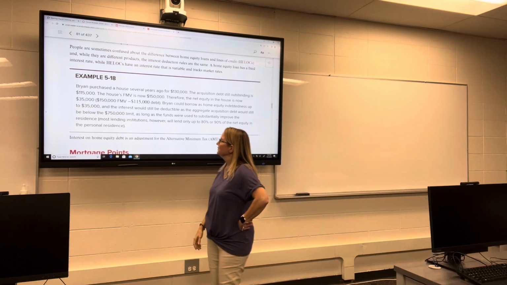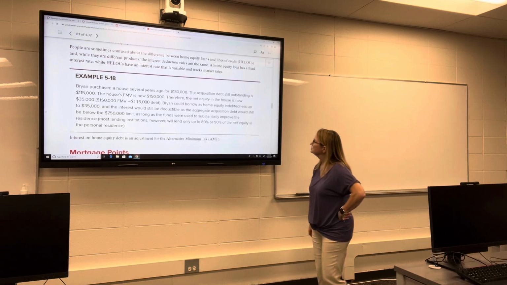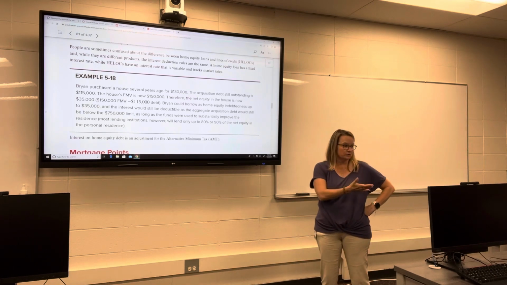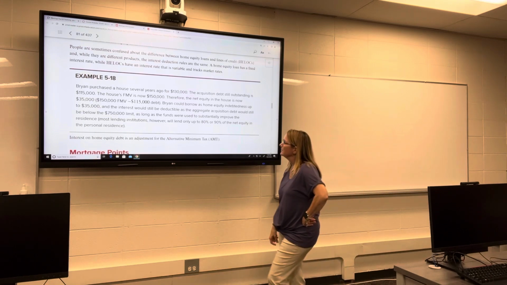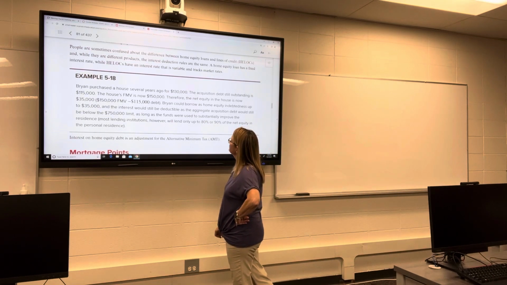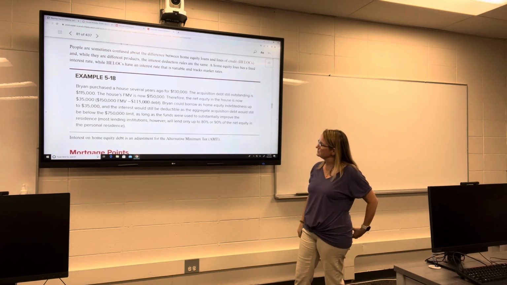So we'll look at this example here. Brian purchased a house several years ago for $130,000. The acquisition debt still outstanding is $115,000. The house's fair market value is now $150,000. The net equity in his house is now $35,000.